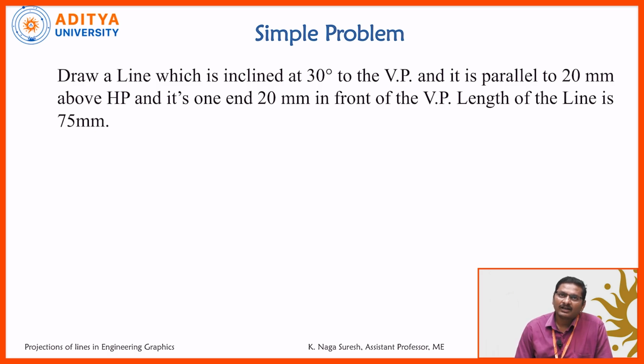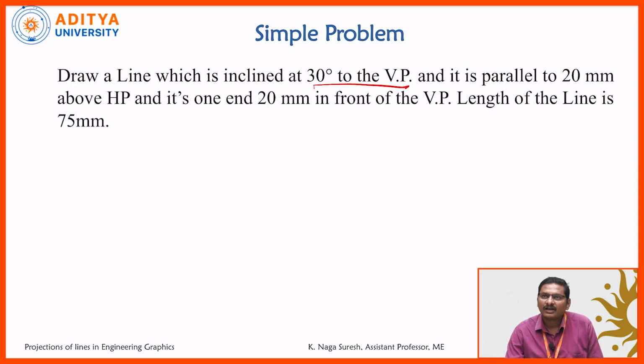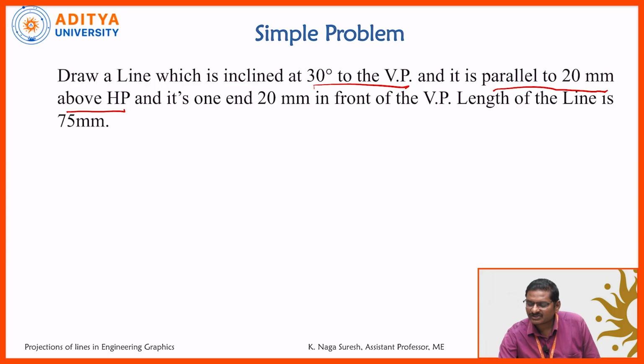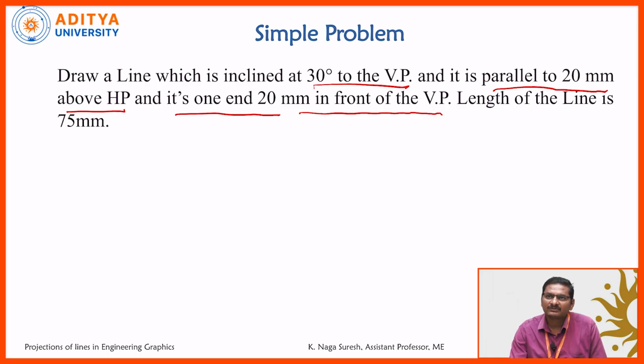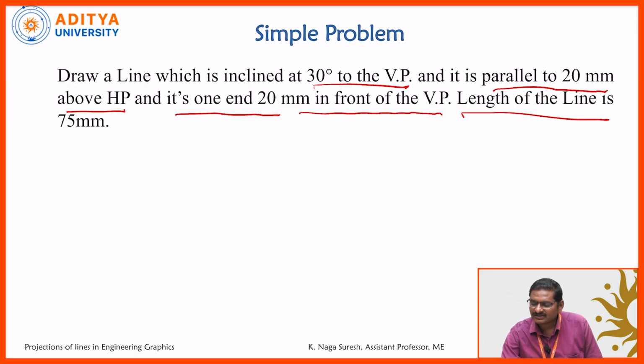Draw the line which is inclined at 30 degrees to VP and is parallel to HP, 20 mm above the HP. Its one end is 20 mm in front of VP. The length of the line is 75 mm. Here they have given a straight line. It is inclined to one plane and parallel to another plane.